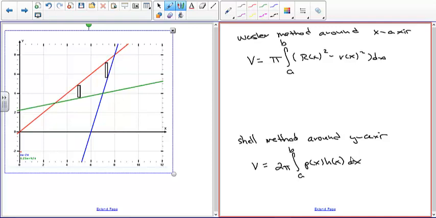So you're going to have two integrals for each interval, from 3 to 7, 7 to 8. The outside radius is always going to be the same. It's the red curve. The inside radius changes from the green curve to the blue curve. And then for the shell method, if you're rotating around the y-axis, this p of x is just equal to x, and h of x is just the difference between the two functions, the one that defines the top of the rectangle and the bottom of the rectangle. So you're going to have stuff squared in the top one, you're not going to have stuff squared in the bottom one.